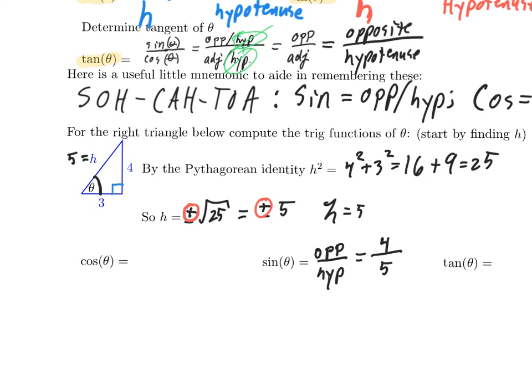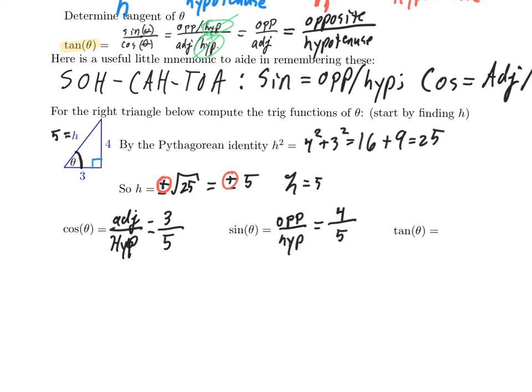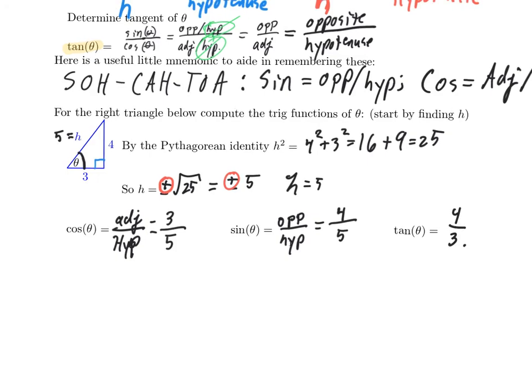Cosine, ka, so ka toa. Cosine is adjacent divided by hypotenuse. The adjacent side to this angle is 3. 3 is next to the theta, so it's adjacent. So you wind up with 3 over the hypotenuse, which is 5. Tangent, TOA. Tangent is opposite over adjacent. Opposite, adjacent. 4 thirds. Nice.